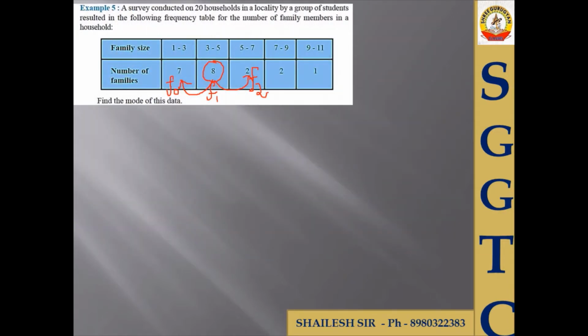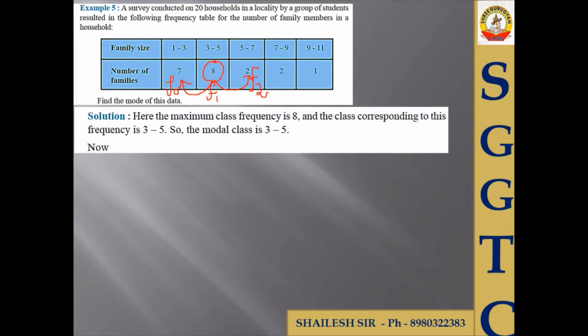See the question, example 5. What is the highest frequency? Yes students, your highest frequency is 8. So just mark a circle on the 8, and surely the modal class is 3 to 5. F1 is the frequency of the modal class, 8, and preceding is 7 and succeeding is 2. Students, preceding means the frequency above the given 8 value, and succeeding means after the 8 value. So all values are defined: 3 to 5 is my class interval.